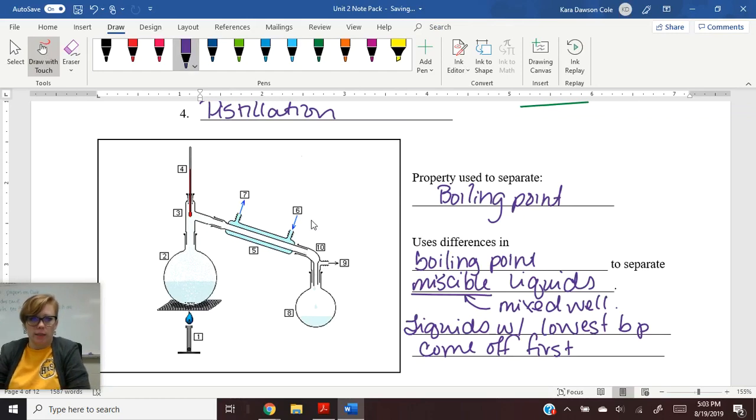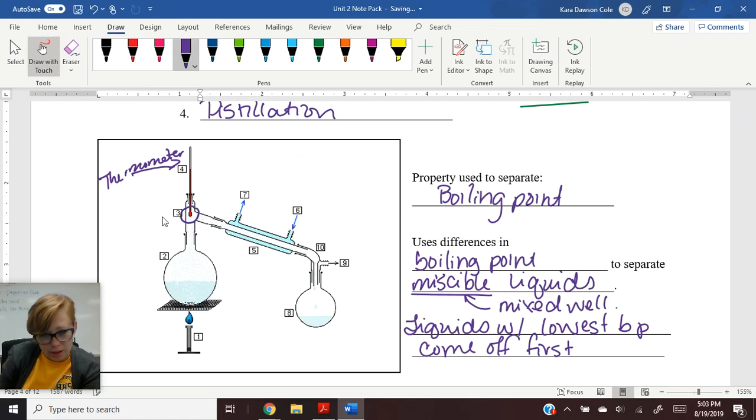So in a distillation setup, you have a thermometer. This is what's going to measure the boiling point. So it's measuring the boiling point here. This is what we call the condenser, and it's attached to this piece right here. So this whole thing right here is the condenser. So what this is measuring is the boiling point, because at this point, it's going to be a vapor.